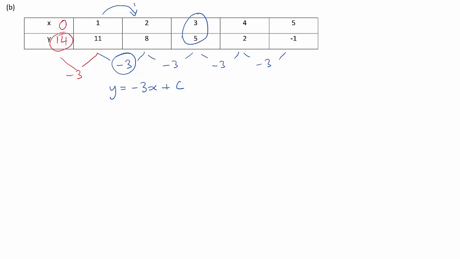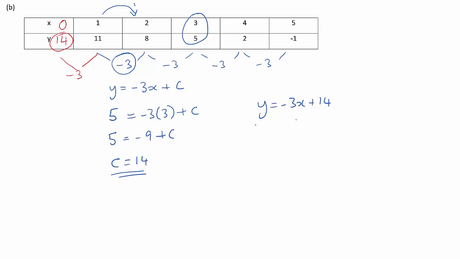Alternatively, choose a couple of values from the table. So this tells me that y is equal to 5 when x is equal to 3. So 5 is equal to -9, add c, gives me c is 14. So y is -3x plus 14.